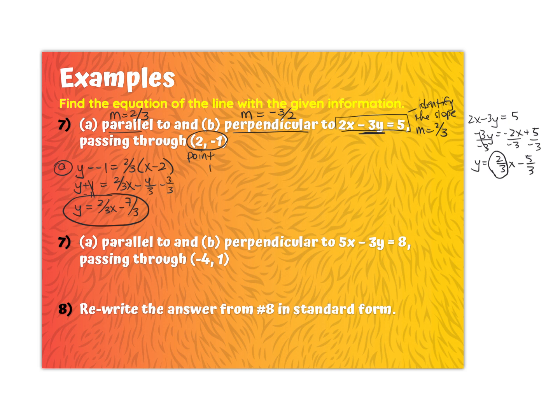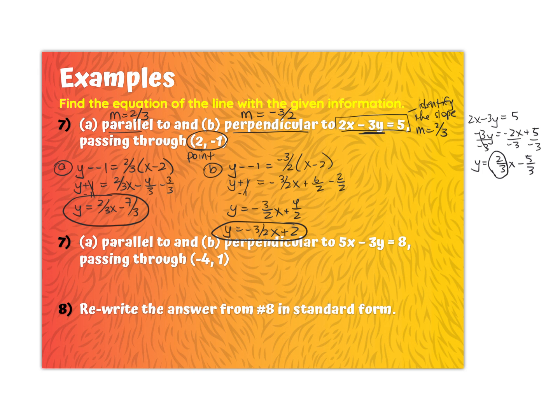Now, to come up with a line that's perpendicular, I'm still going to use the same ordered pair, so y minus negative 1, but now I'm going to use negative 3/2 as my slope, times x minus 2. So again, y plus 1 equals negative 3/2 x plus 6/2. I'm going to subtract 1, which is the same as 2/2. So y equals negative 3/2 x plus 4/2, which simplifies to negative 3/2 x plus 2. And that's the equation of a line perpendicular to it.